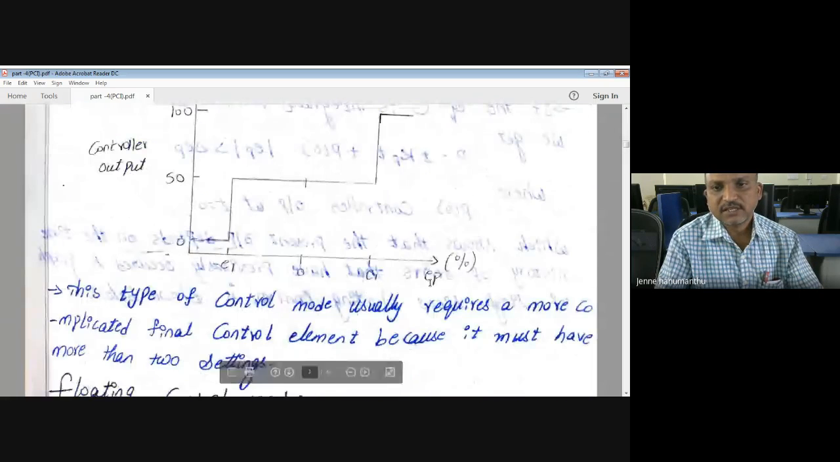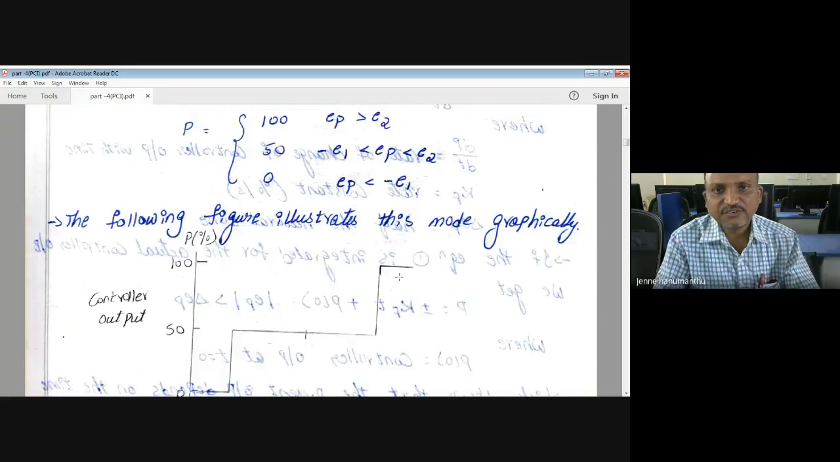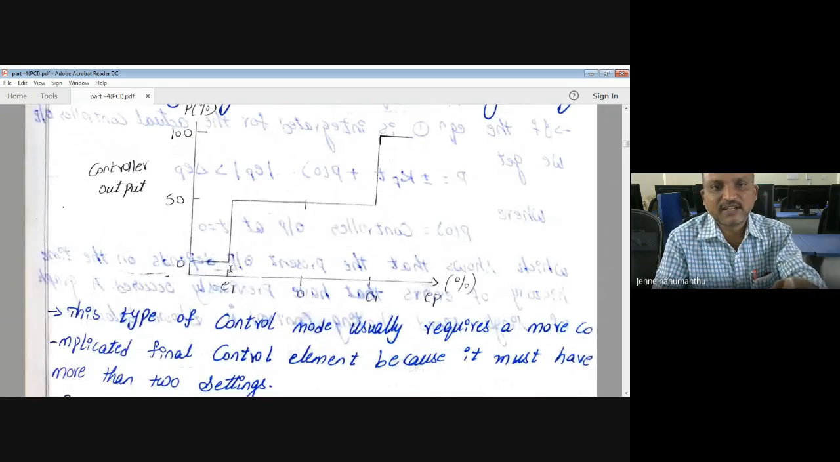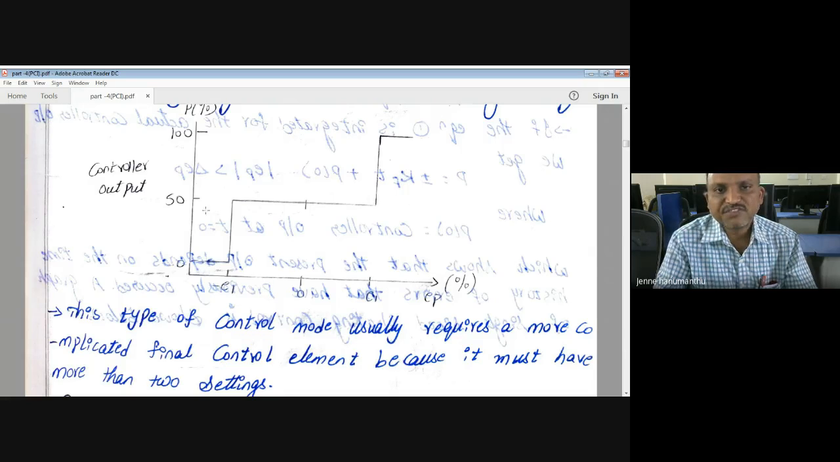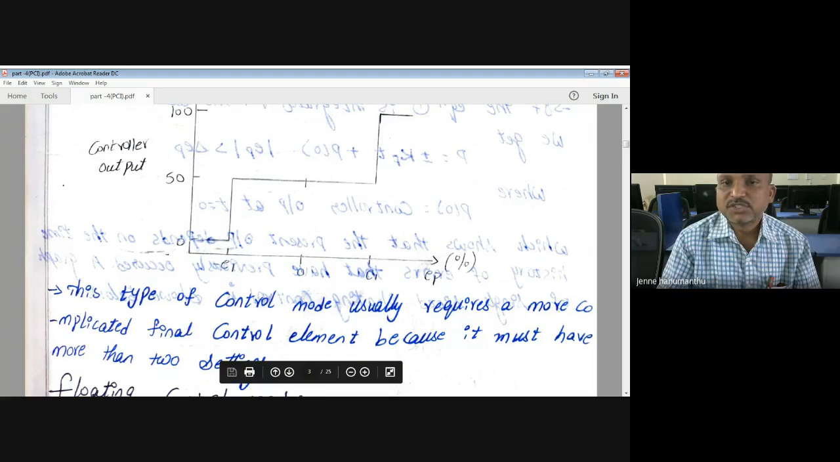See, this is called E P. This is called E2. If E P is greater than E2, it is 100%. Otherwise, if E P is less than E1, it is 0%. In between E1 and E2, it shows 50% output. That is called the multi-position controller mode.